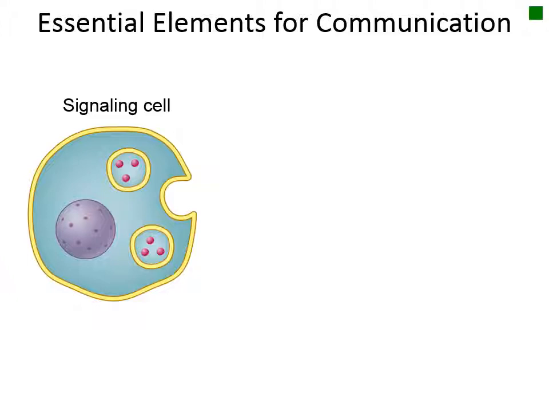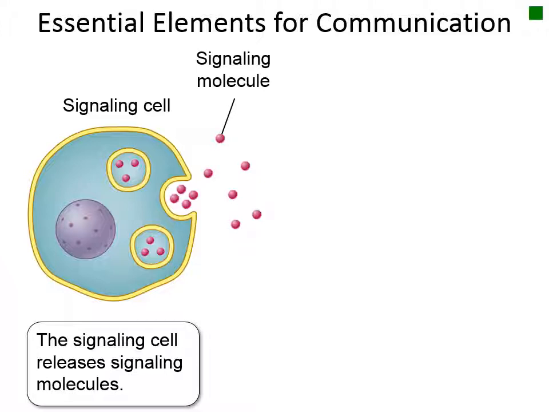All cells, from prokaryotic bacteria to eukaryotic cells of multicellular organisms, are able to communicate. Cell communication involves four essential elements. The first is a signaling cell. This is the cell that initiates the communication. The second are signaling molecules, which are released by the signaling cell. You can think of the signaling molecules as the voice of the cell.